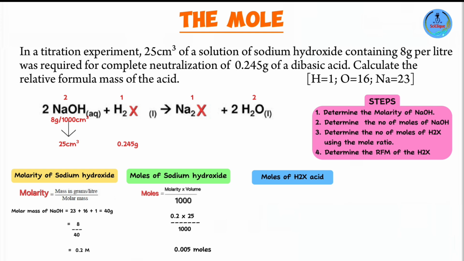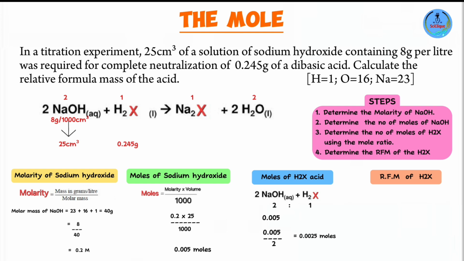Lastly, second last, the moles of the acid. So we are now going to use our mole ratio. What is our mole ratio? 2:1. So if the actual number of moles of sodium hydroxide is 0.005 moles, the number of moles of the acid is going to be half of that. We just cross multiplied, and this gives us the answer as 0.0025 moles. We are almost at the end, guys.